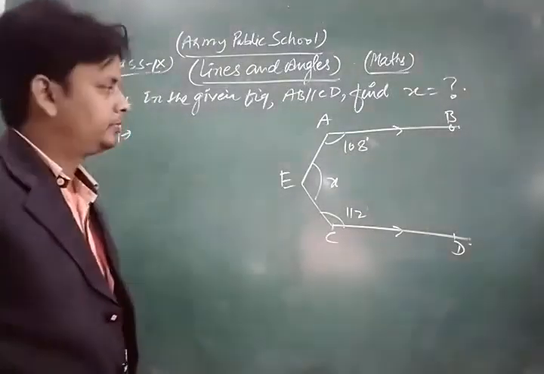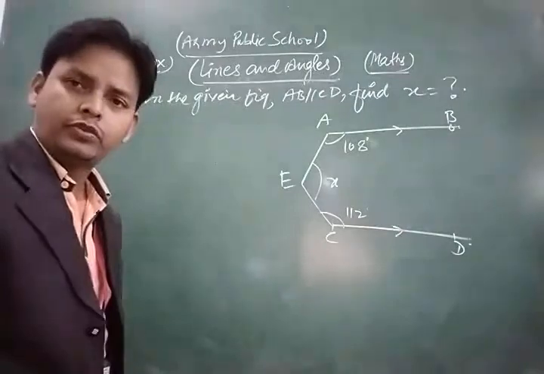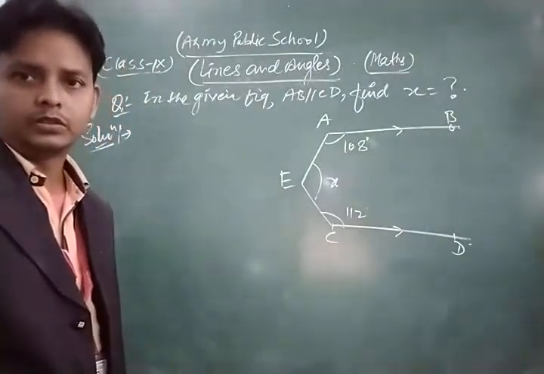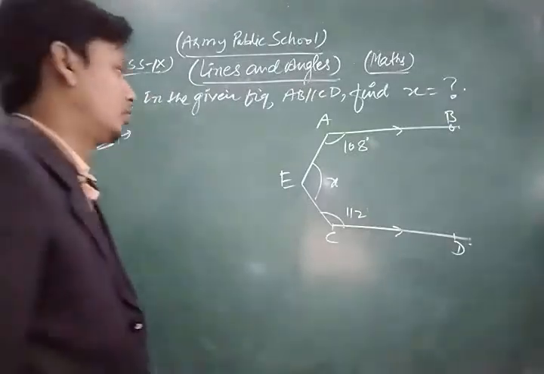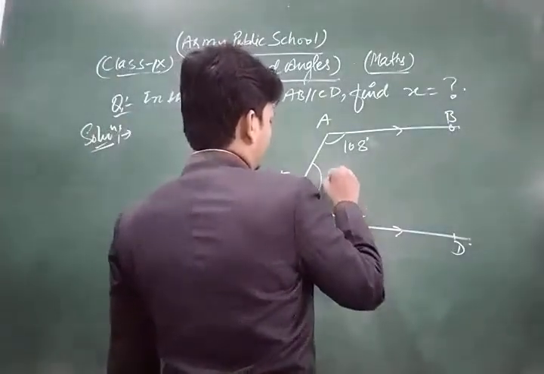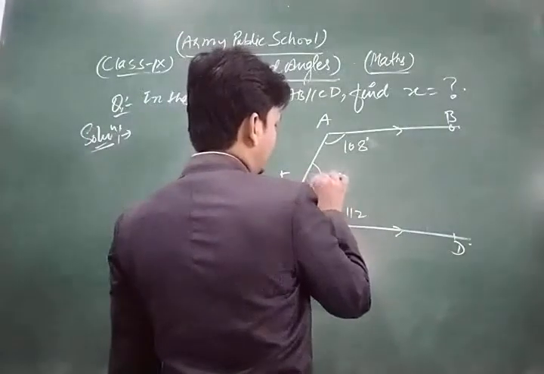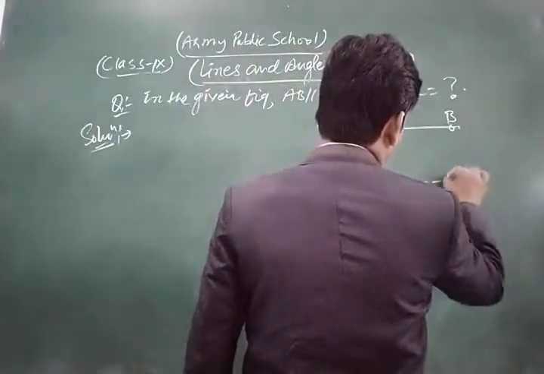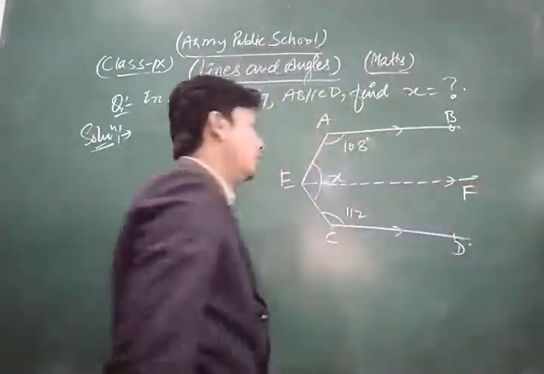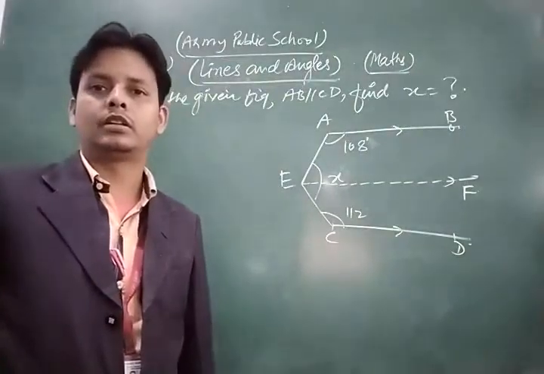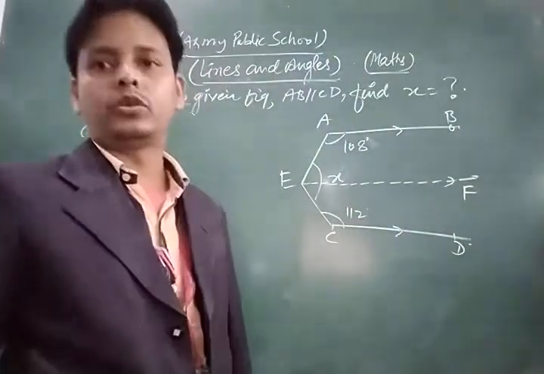Dear friends, first of all, what do I do for that question? Dear friends, first of all, look. This is x. So through E, we draw a line EF. Okay.